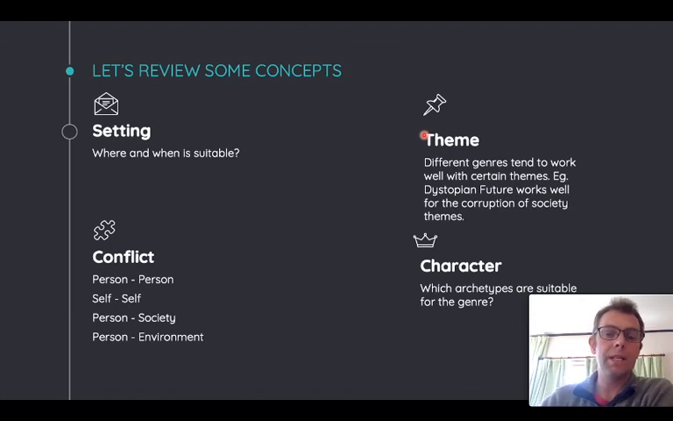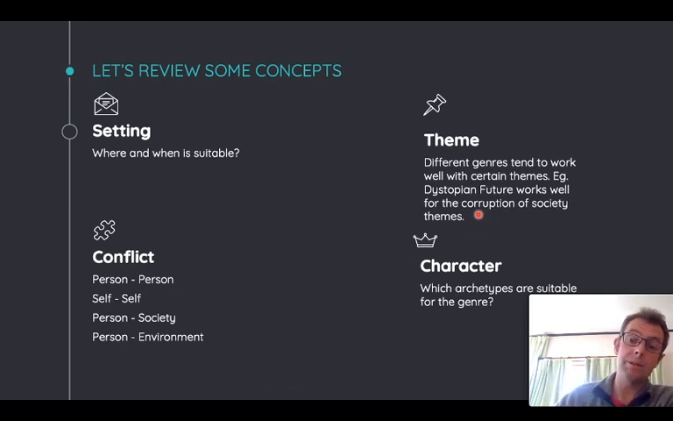Now, themes, I said before that genre can help us pinpoint or may help us be more sensitive to the types of themes that we're going to get in the story. And that's because different genres tend to work well with certain themes or areas of themes. So, for example, dystopian future works, such as 1984 or Hunger Games, they tend to work well with themes that deal with the corruption of society or politics. Those types of themes work well with those. So understanding what genre we're working in can point us in the right direction of the types of themes we should be looking for as readers.